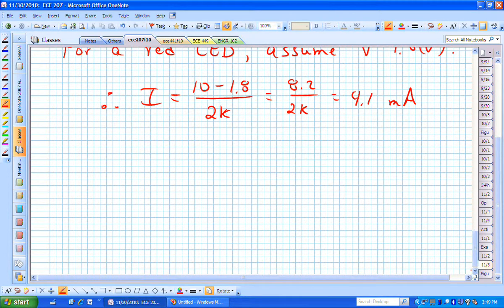That may not be enough current to make that LED very bright. It may just kind of sit there and, is that on? Is it not on? You might want more current flowing through that LED than 4.1 milliamps to make it light up. But again, you don't want to put too much current through it or it will burn up and you won't see it light up at all after that. Suppose somebody wanted it to be a little bit brighter.